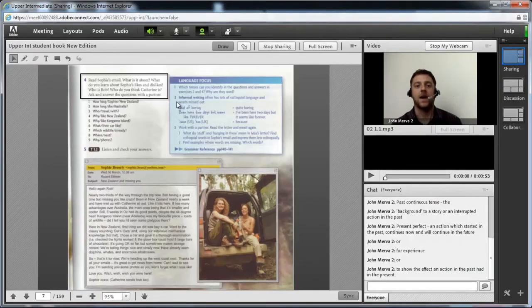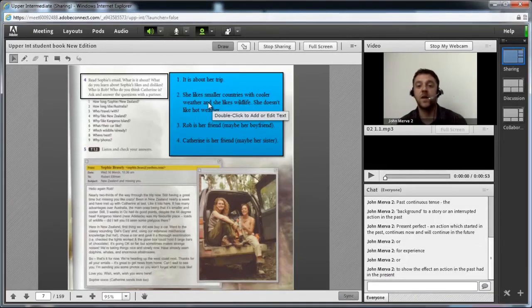Okay, so let's now just look at the answers to those questions together. If we look at those questions now, we can tell that the email is about her trip. She's currently in New Zealand. She's just been to Australia. Her likes and dislikes. She obviously likes smaller countries with cooler weather. And she definitely likes wildlife. But she doesn't really like the hot weather. She didn't like the 44-degree heat in Australia.